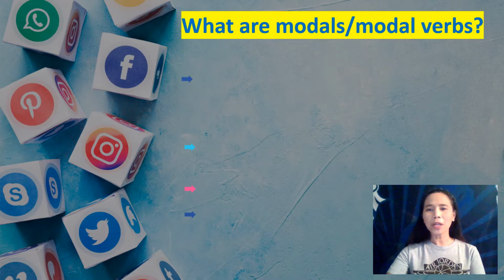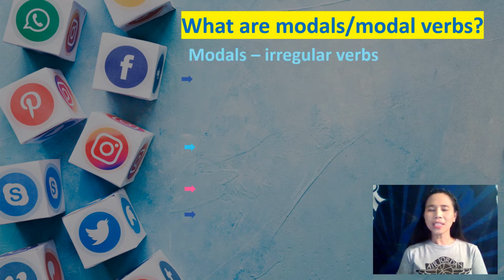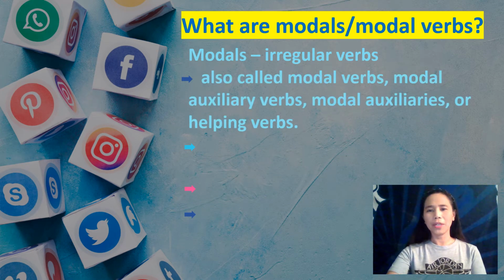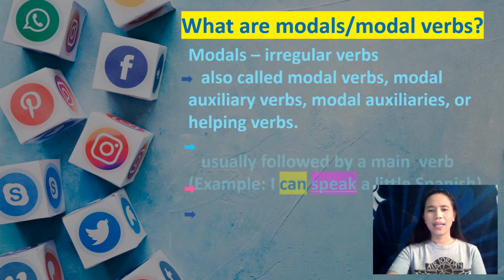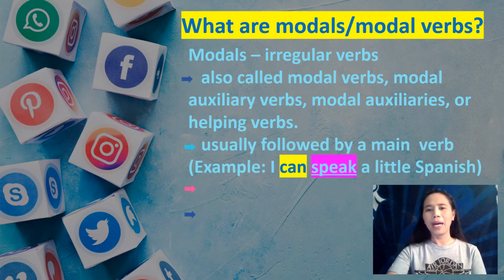Today, let's learn about modals or modal verbs. Modals are irregular verbs, and they are usually called modal verbs, modal auxiliary verbs, modal auxiliaries, or helping verbs. They are usually followed by a main verb. Example, I can speak a little Spanish. So can is a modal and speak is the main verb.